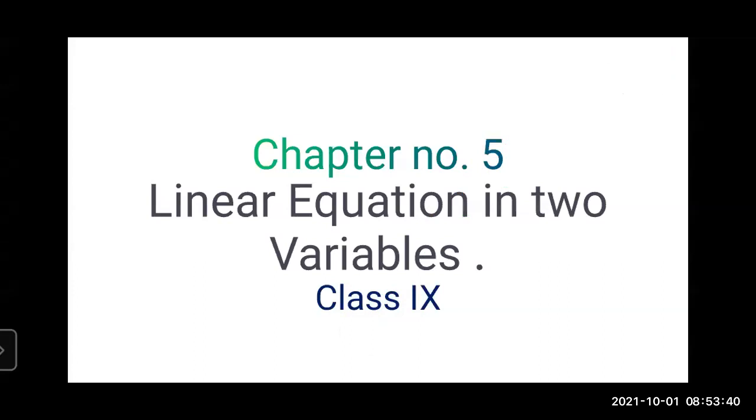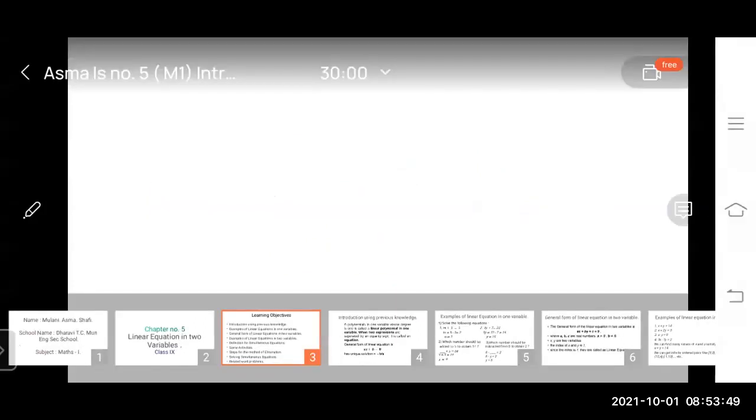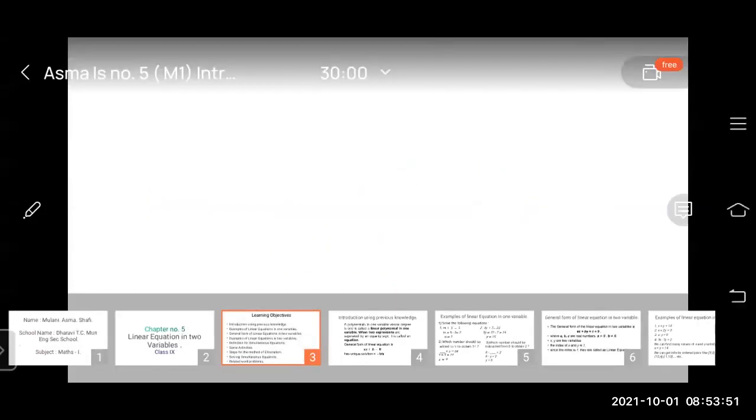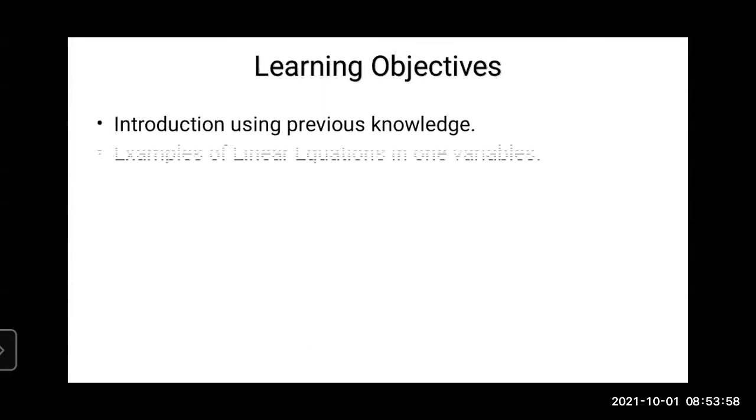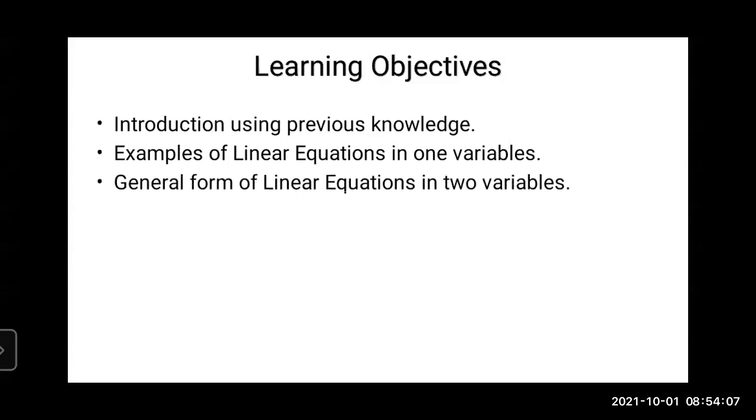Five: linear equations in two variable. In this lesson, we are going to study introduction using previous knowledge, examples of linear equations in one variable, different examples using your previous knowledge which we have studied in 8th standard, and we will correlate with polynomials also, which you have studied in lesson number 3.